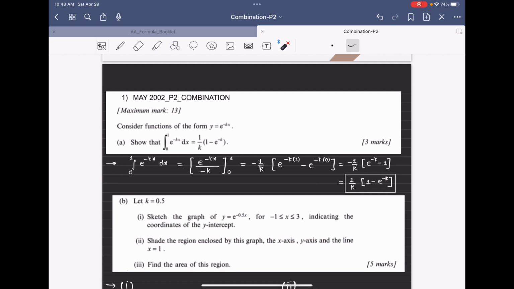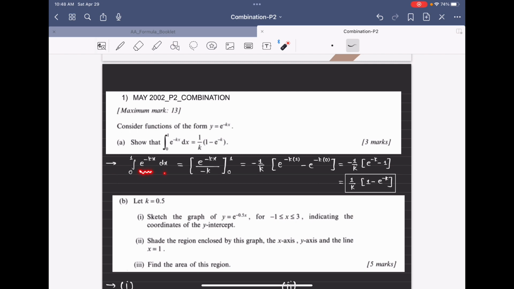Consider the function of the form y is equal to e raised to minus kx. Show that the integration of e raised to minus kx with lower limit 0 and upper limit 1 upon k bracket times 1 minus e raised to minus k.